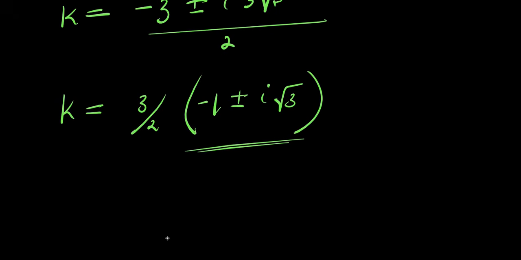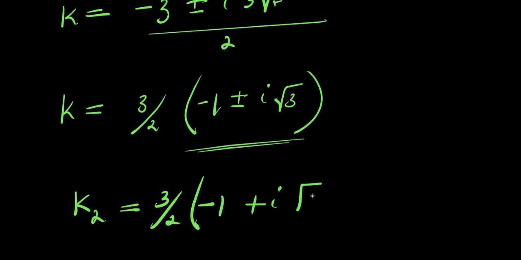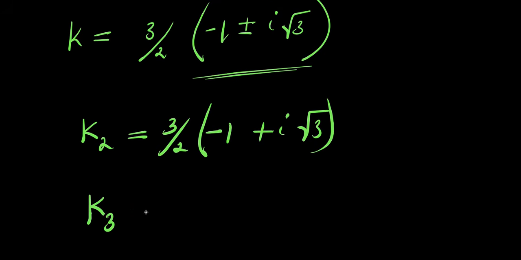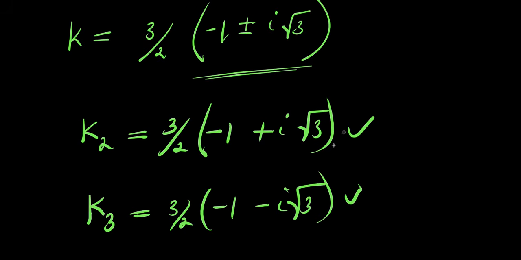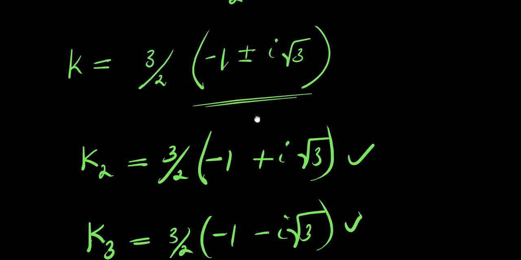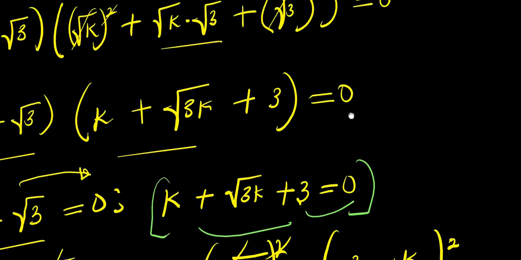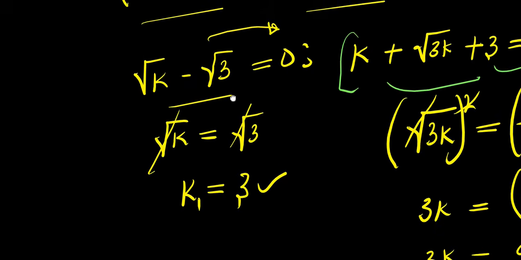We can simply have k2, because we have already gotten our k1. So k2 would be 3 over 2 of negative 1 plus i times root 3. And k3 equals 3 over 2 of negative 1 minus i times root 3. These are the two complex values for k. And we have one real value for k, which is this particular value here, which is k equals 3.